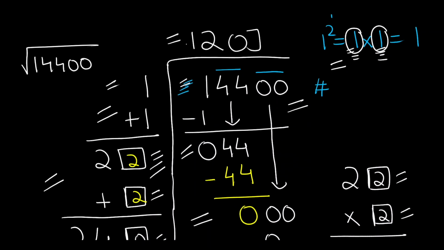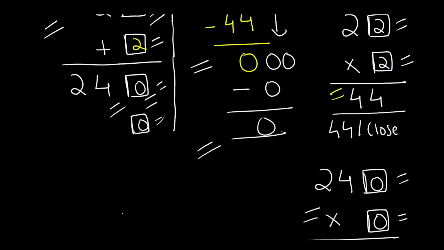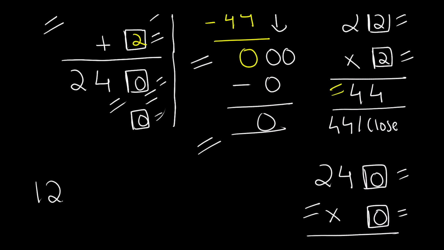And we have gotten 120 as the quotient. So ladies and gentlemen, 120 is equal to the square root of 14400. Yay, we did it. So today we learned how to find the square roots of numbers using the long division method.